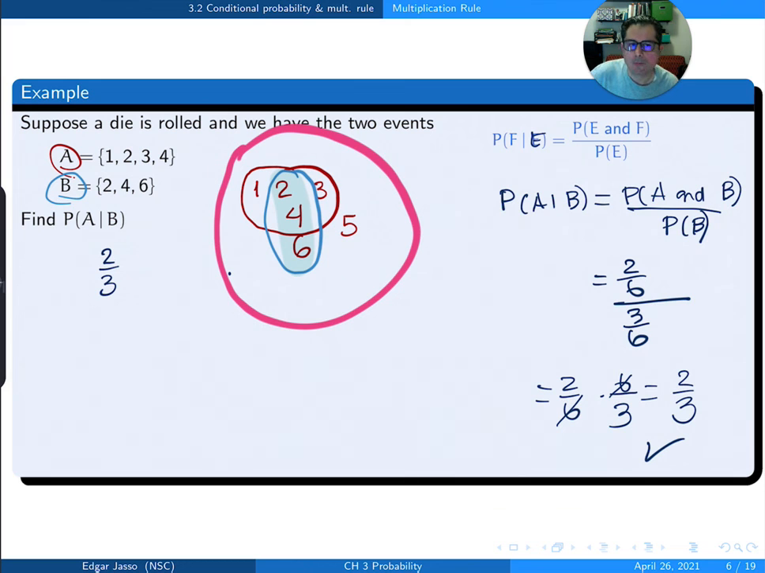I just want to be clear that I did a couple of examples where you can use it both ways. Sometimes you can't. Sometimes they give you the information only about the E given F part, and they ask you to find the probability of E and F, or they give you the information about E and F and the probability of E, and you're asked to find the probability of F given E. But you cannot always do it both ways like I did.